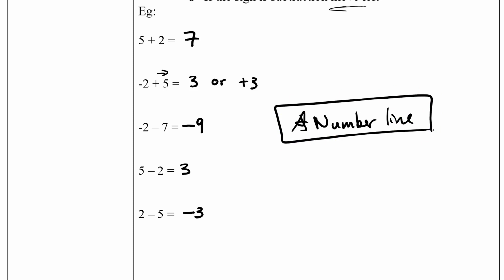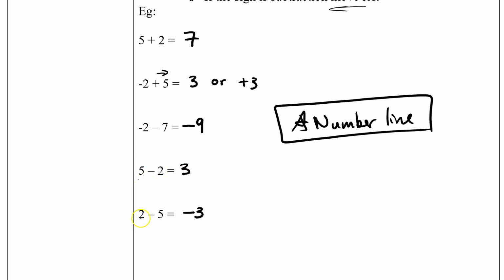Another key thing is you have to see what the first number is and then compare the second number, and then you can estimate if it's going to be positive or negative. So I'm starting out at 5 and I'm subtracting 2. So I know that my answer is going to be positive because 5 is bigger than 2.